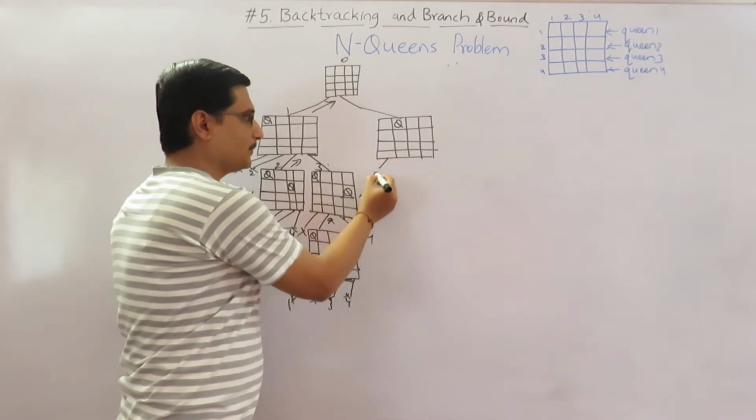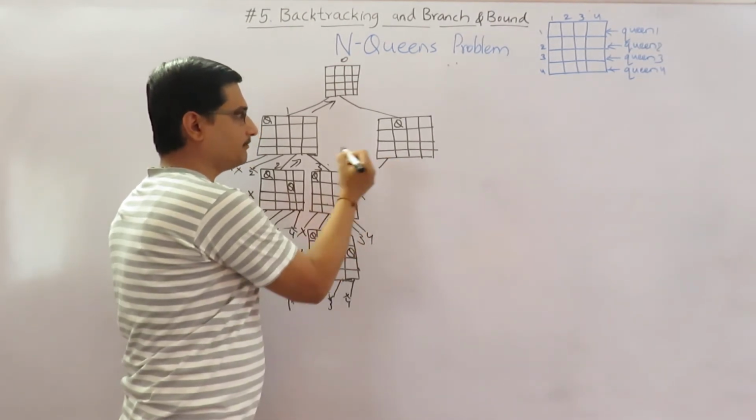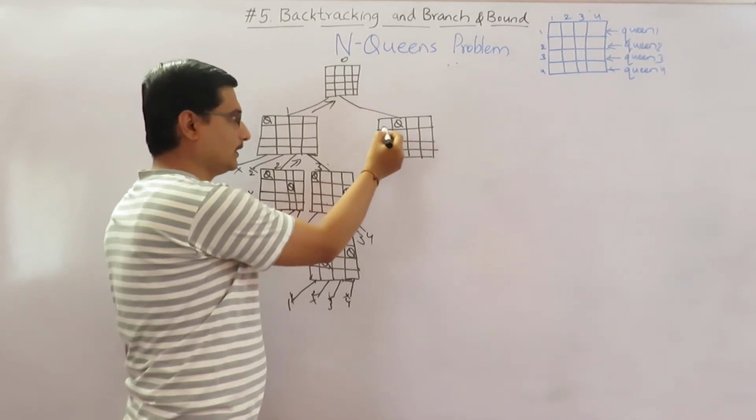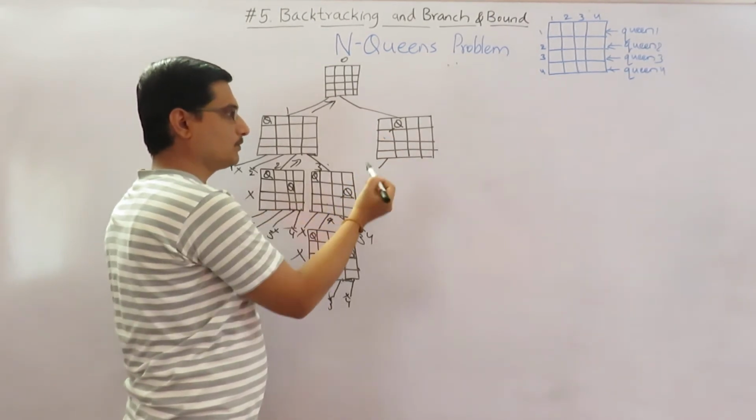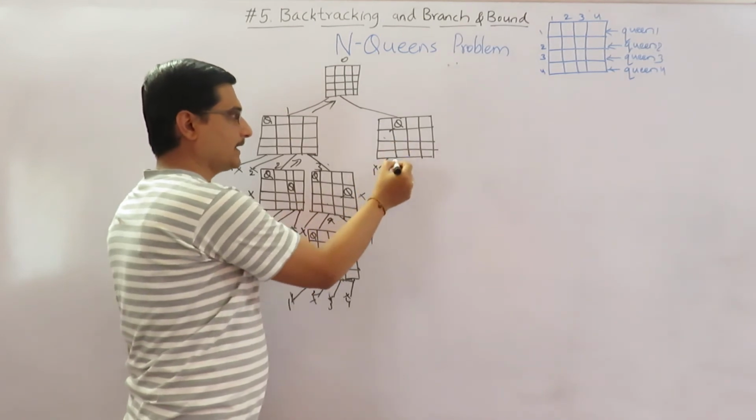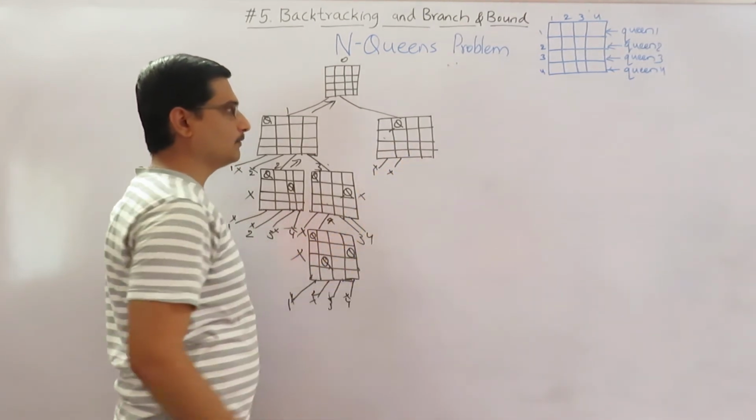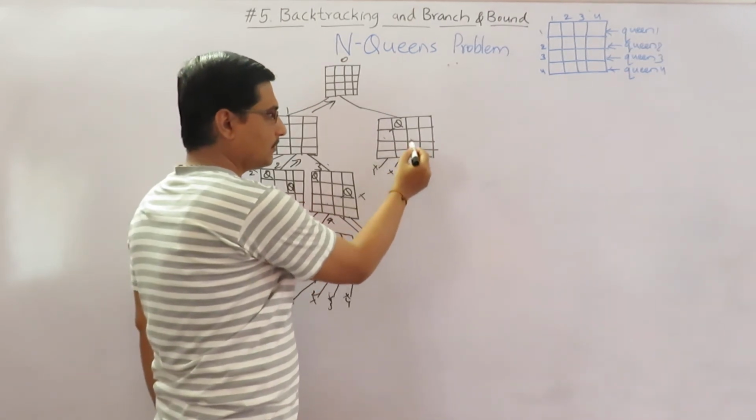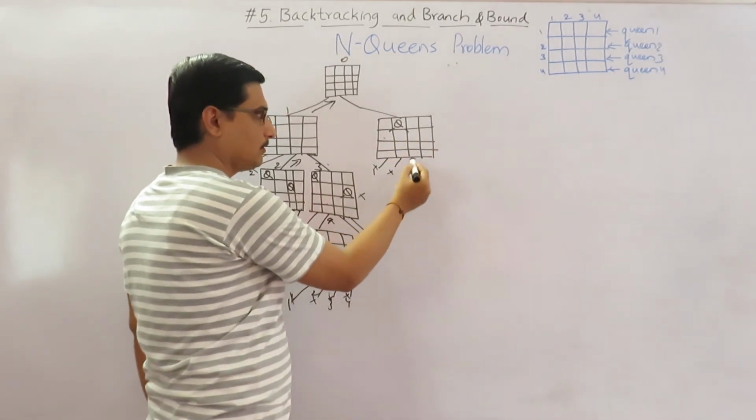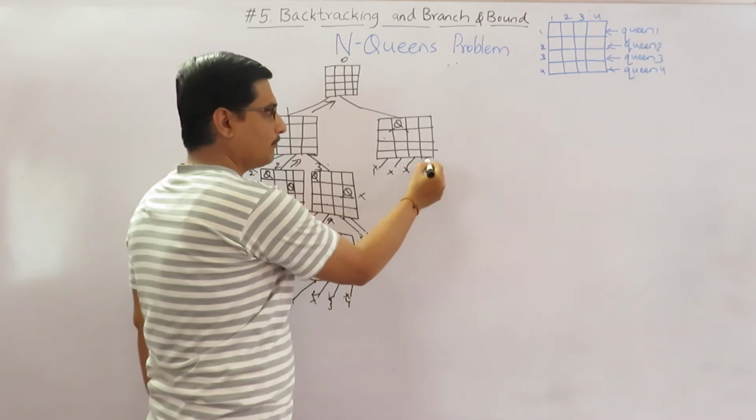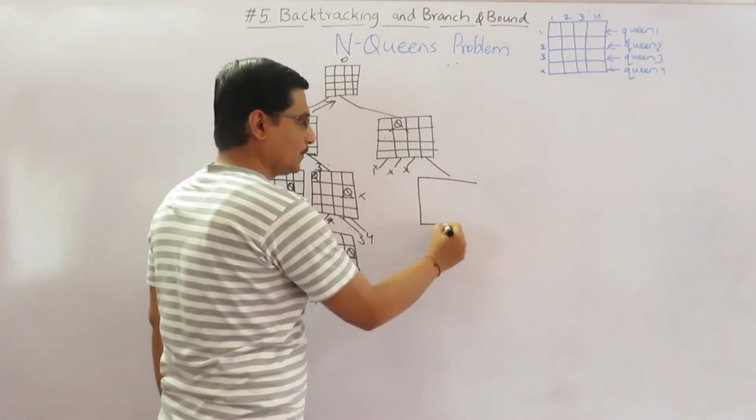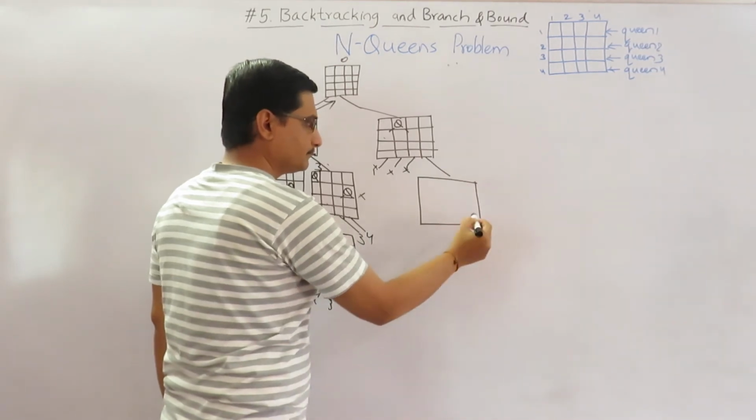Is it possible to place the second queen in the first column? Not possible because it will become diagonally equal, so we cannot place it. Second column is already filled with the first queen. Third column, again diagonally equal, so we need to go for the fourth column. Yes, of course, we can place the second queen in the fourth column.